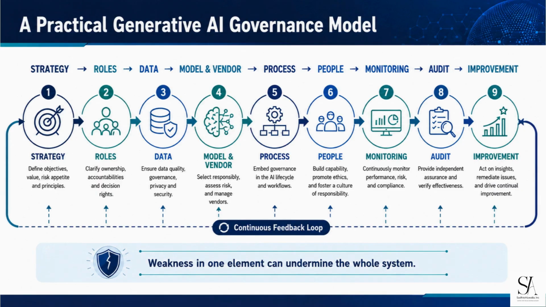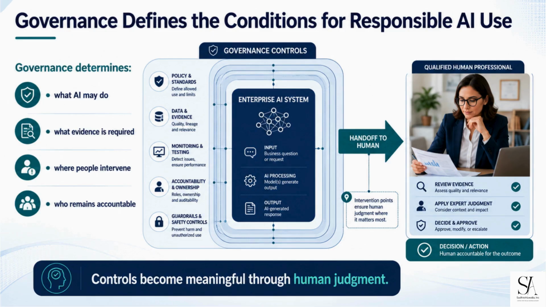Strategy, roles, data, model and vendor, process, people, monitoring, audit, and improvement. Each element supports the next, and weaknesses in one part can undermine the effectiveness of the entire system. Governance ultimately creates the framework within which generative AI and people can work together responsibly. It defines what the AI system may do, what evidence is required, where people must intervene, and who remains accountable for the outcome. This brings us to the next part of the discussion.